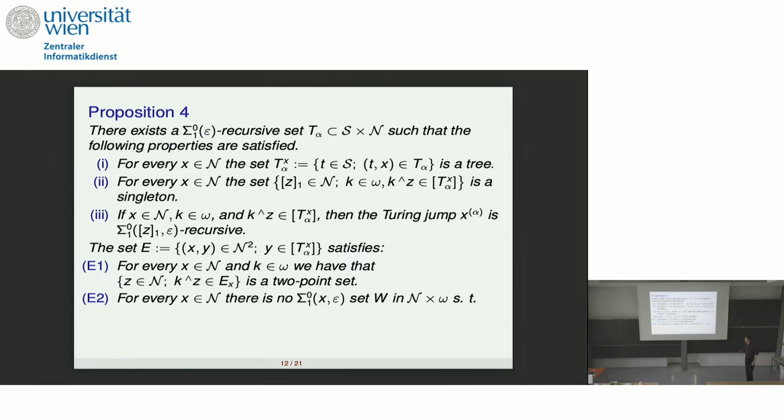So this Proposition 4 provides the solution, or the construction, for the first part. We have our starting point.